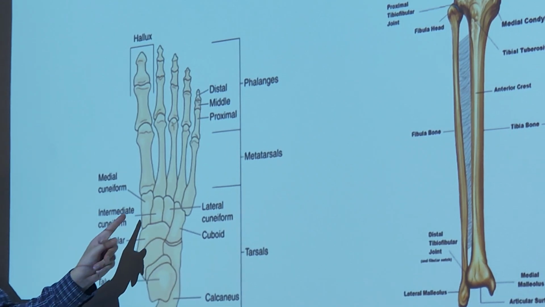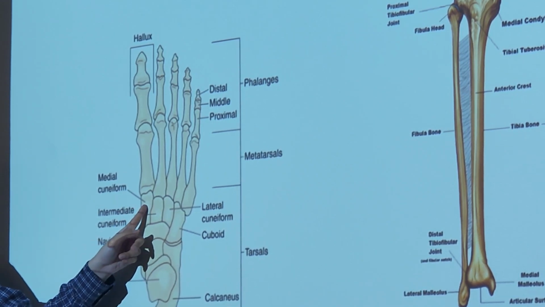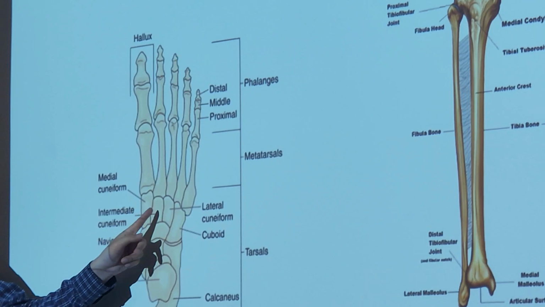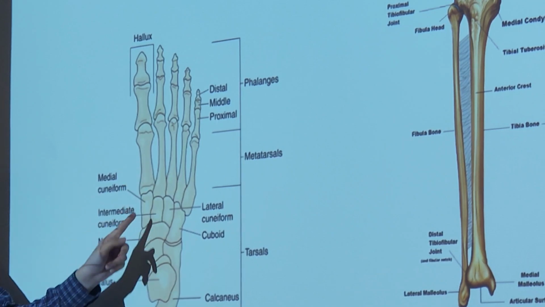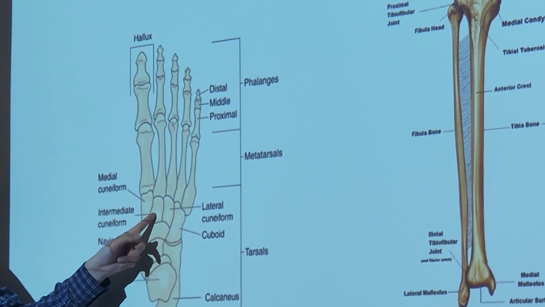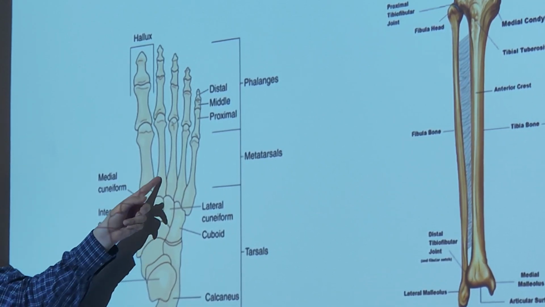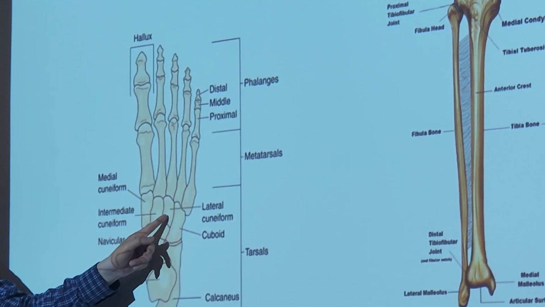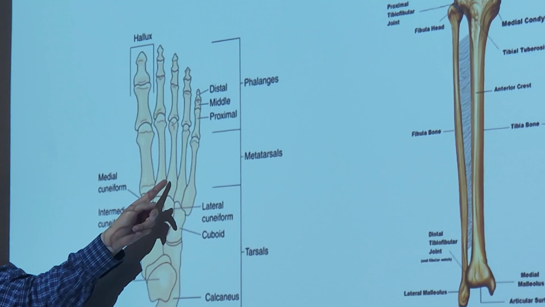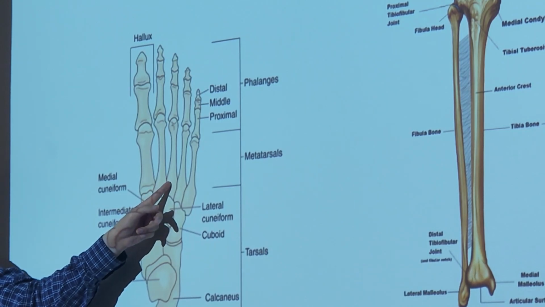On the medial side, we first have the medial cuneiform. The medial cuneiform connects to the first metatarsal. We have the intermediate cuneiform. This connects to the second metatarsal. We have the lateral cuneiform. This connects to the third metatarsal.